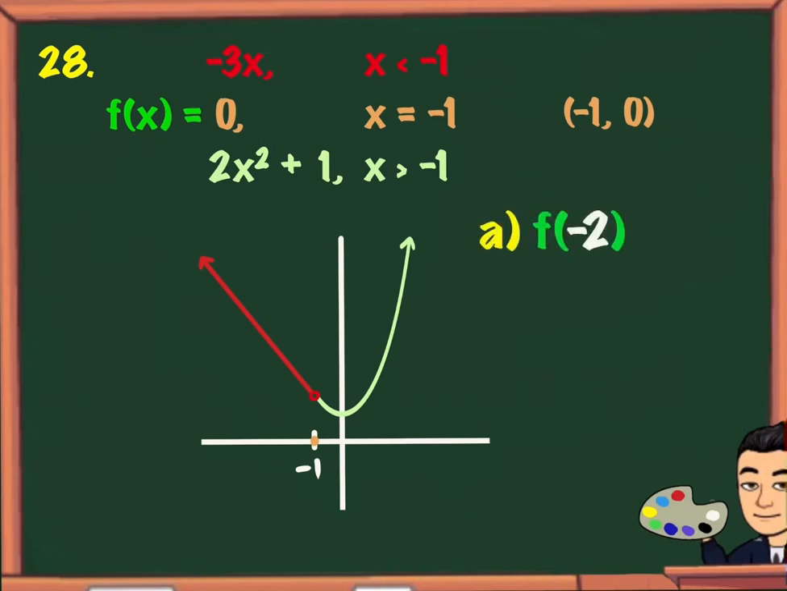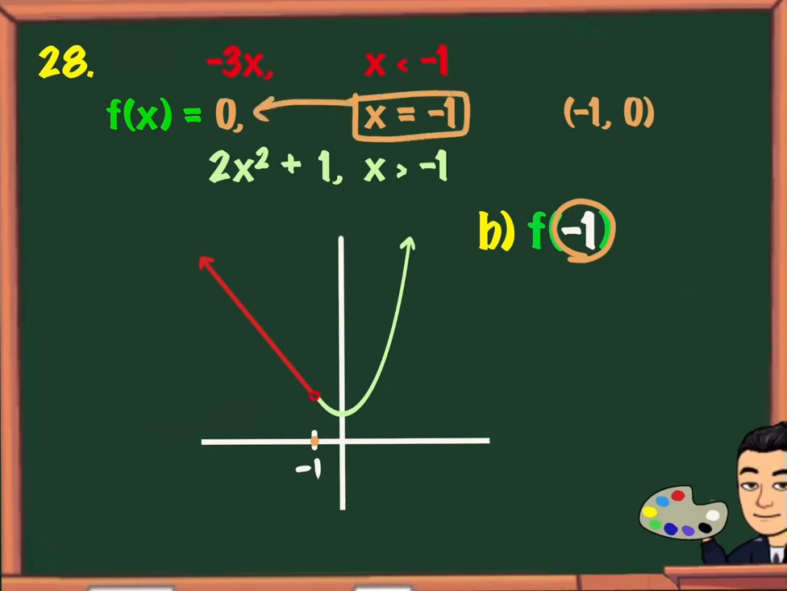For letter A, you want to evaluate f of negative 2, and this is when x is less than negative 1. So you want to plug in negative 2 into negative 3x. So f of negative 2 is going to equal negative 3 times negative 2, which equals positive 6. For f of negative 1, basically saying that x equals negative 1, your function can only equal 0. So f of negative 1 equals 0.